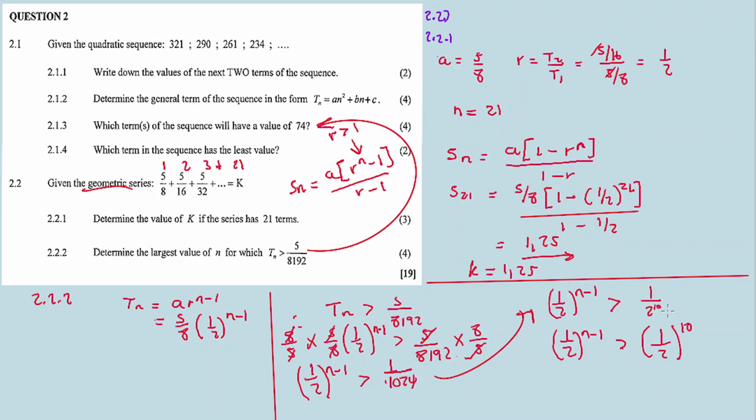Then what do we do again? This is a 1-to-1 ratio, meaning the powers have the same bases. Now I can drop the exponents again. n minus 1 greater than 10. Yes, therefore n is greater than 10 plus 1, n is greater than 11. So our answer here will be equal to what again?